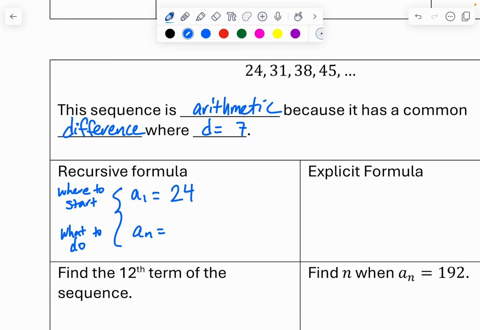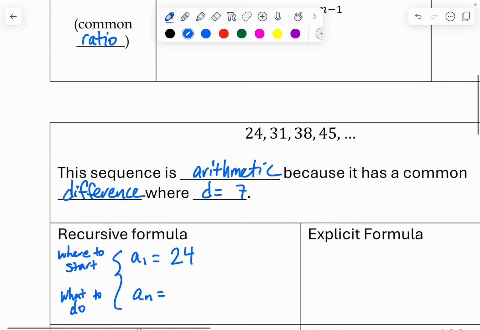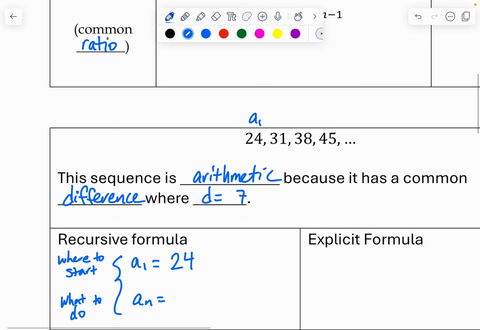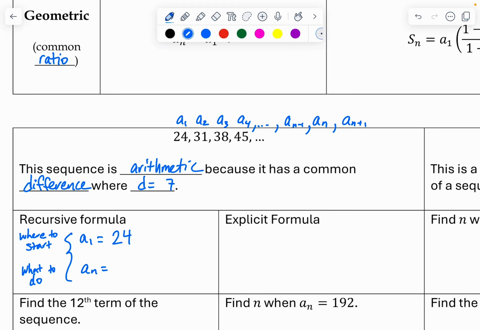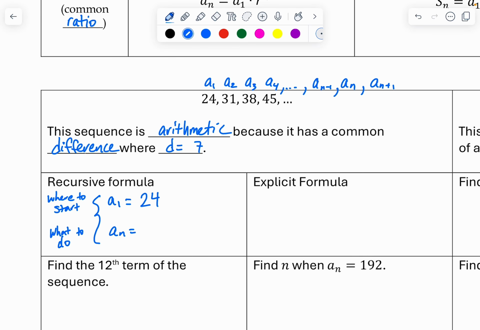Okay, so we started at 24. That's our first term. And now if you think about it, this would be A sub 1. This would be A sub 2. Here's A sub 3. Here's A sub 4. Somewhere out here in this list is A sub n. And the term that comes right before it is A sub n minus 1. The term that comes right after it is A sub n plus 1. And so to find the nth term recursively, we go to the term right before it, A sub n minus 1, and then we add 7.